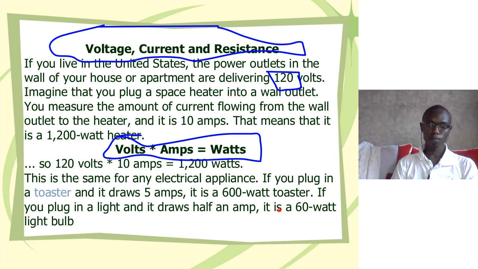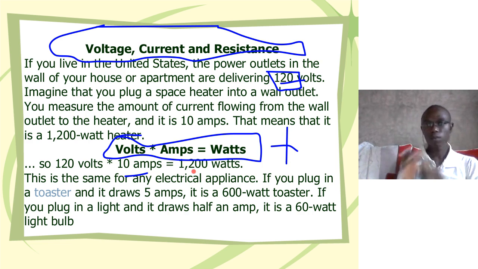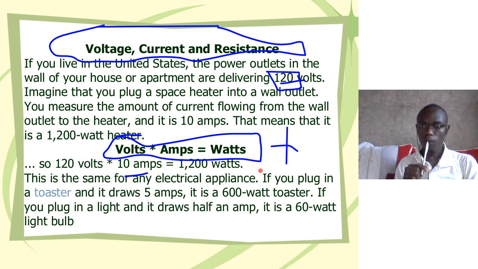So if you plug in an electronic device that draws 5 amps, then we say it is a 600 watt. That means the 120 we are talking about here, you multiply by the current to get the watts. From your basic physics, you should be knowing the quantity we are trying to compute here.